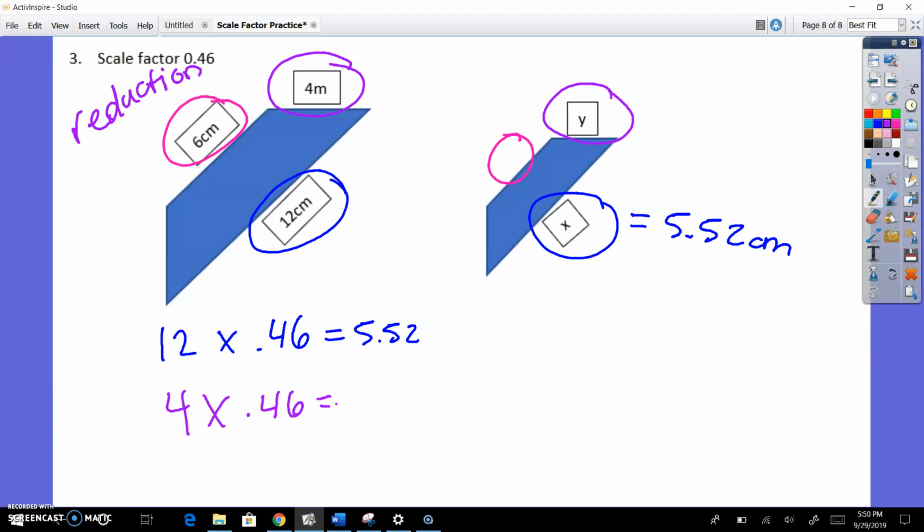So 4 times 0.46 equals 1.84. So y is 1.84. So that would be our new measurement. Whoops, I put centimeters. This should have all been meters. Meters.